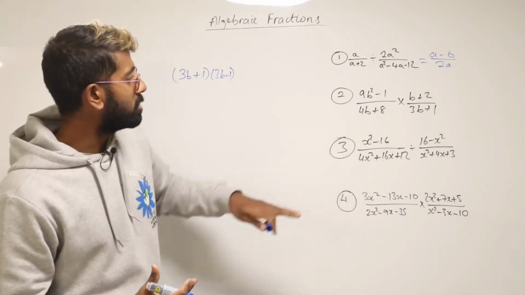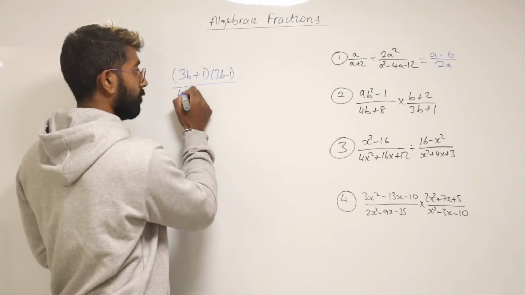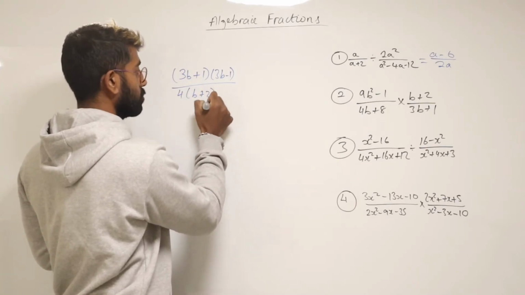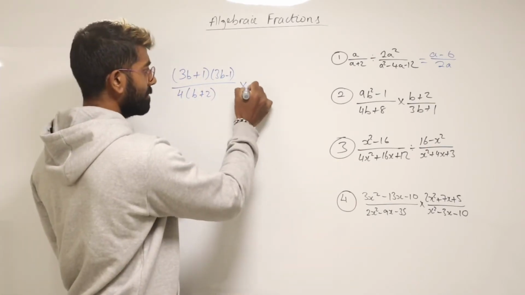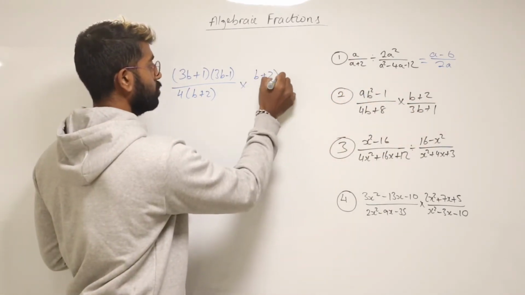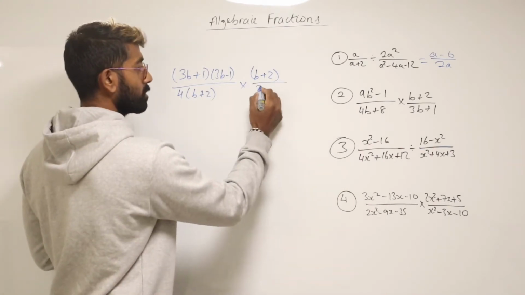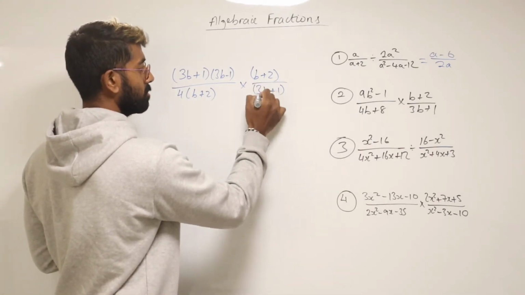And then on the bottom, it looks like we can just take out a 4 from the bottom there. So maybe 4 and then b plus 2, something like this. Put the times sign back in. Cross there, can't do anything with that, so we'll just put it as b plus 2. And then on the bottom, likewise, can't do anything there, so we'll just leave that as 3b plus 1.